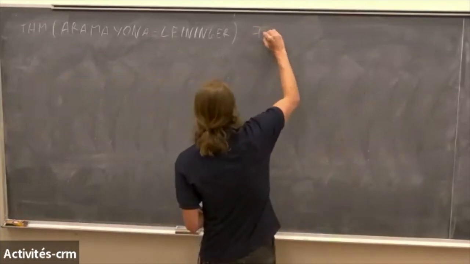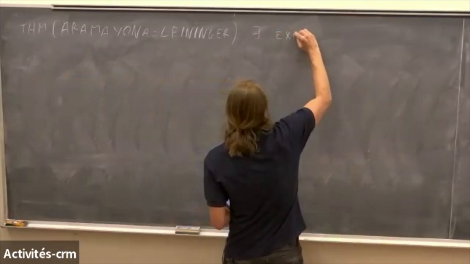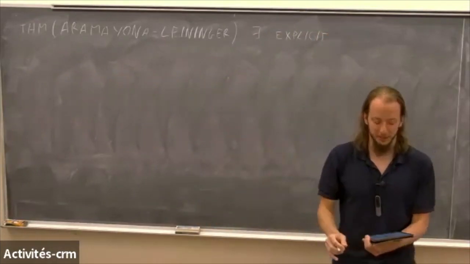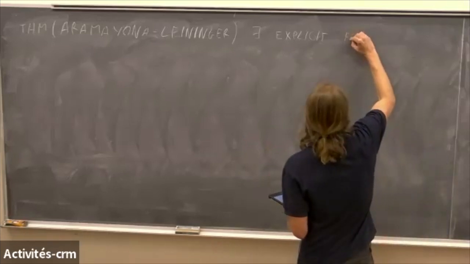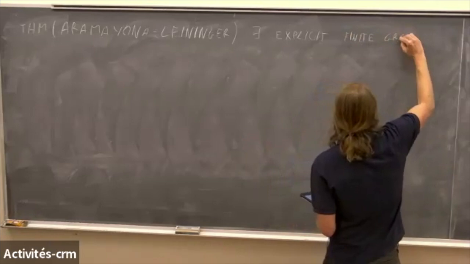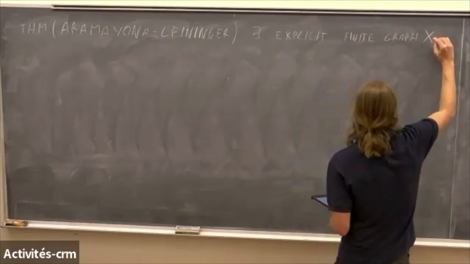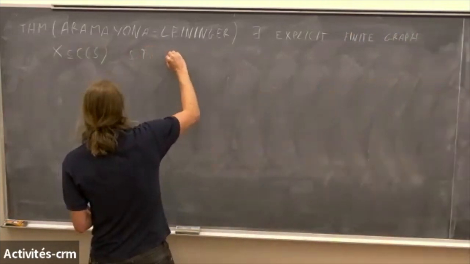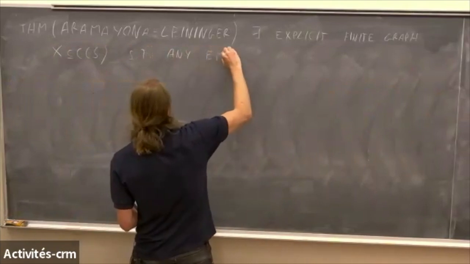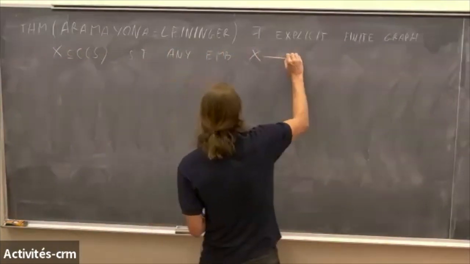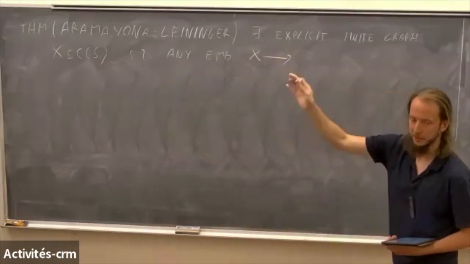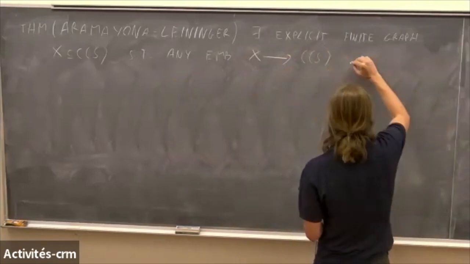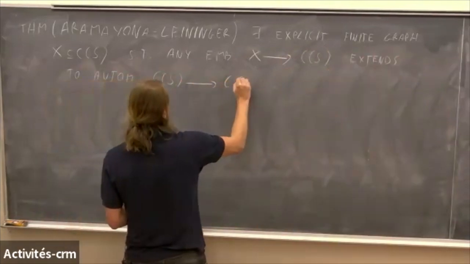So there exists an explicit, it's not just an abstract existence result, it's a concrete graph. Explicit finite graph X in CS such that any embedding from X to, it's even stronger than embedding, but let's say embedding X to CS, extends to an automorphism. Okay, so let me draw a little diagram.